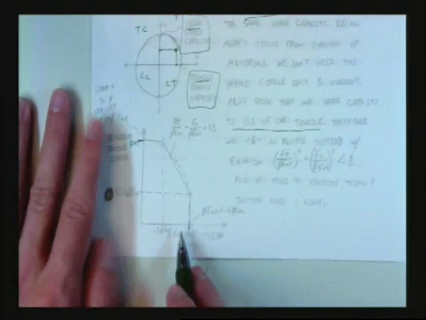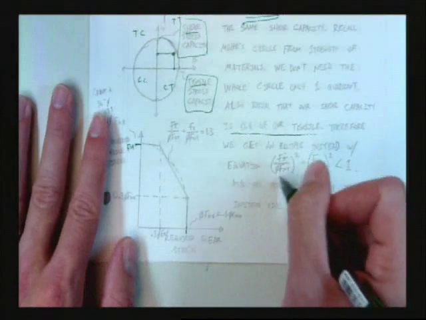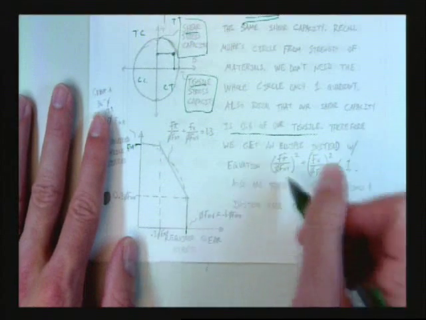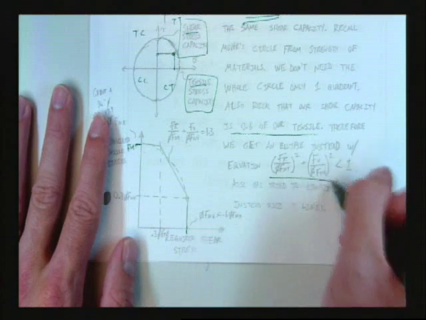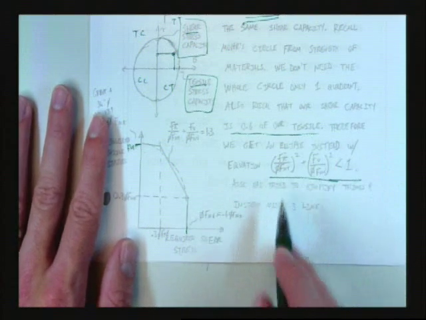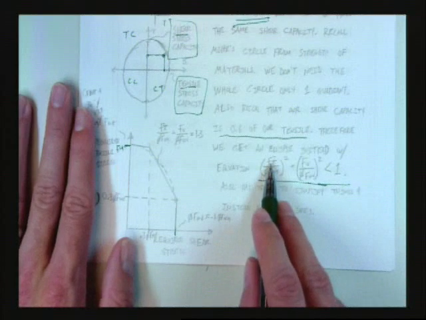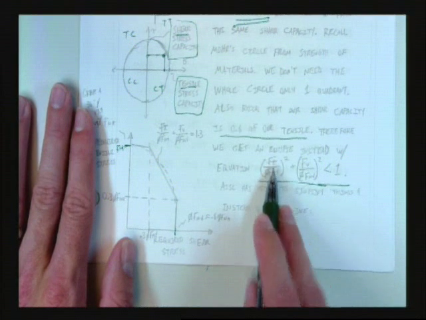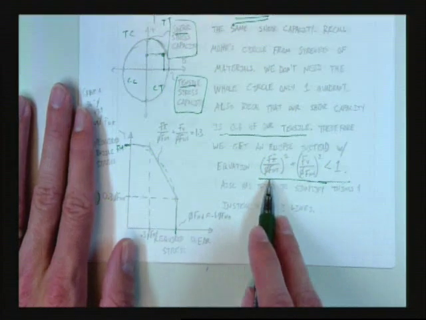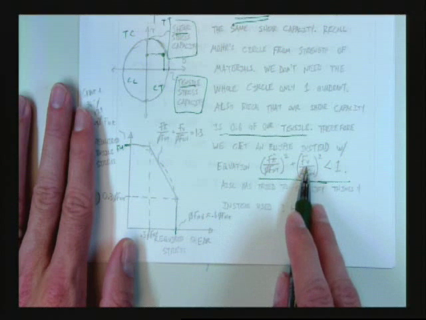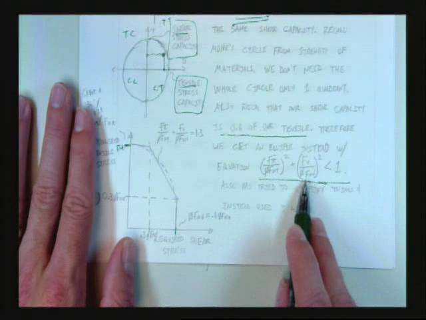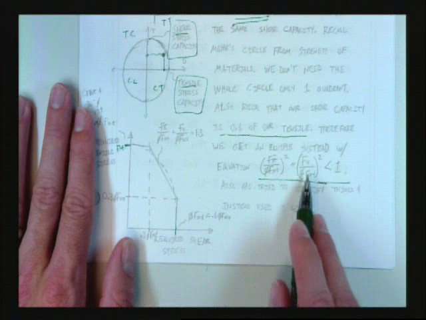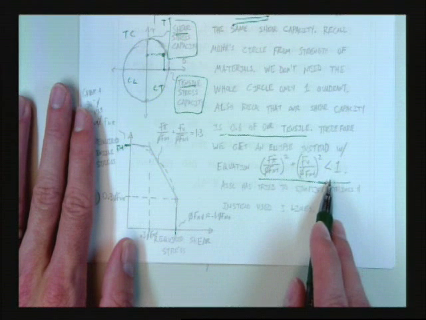And here is the equation for Moore's ellipse. You can actually use this equation. You take your load in tension and divide it by the tensile capacity, and you take your load in shear and divide it by the shear capacity. You square each of these, and the sum has to be less than or equal to 1.